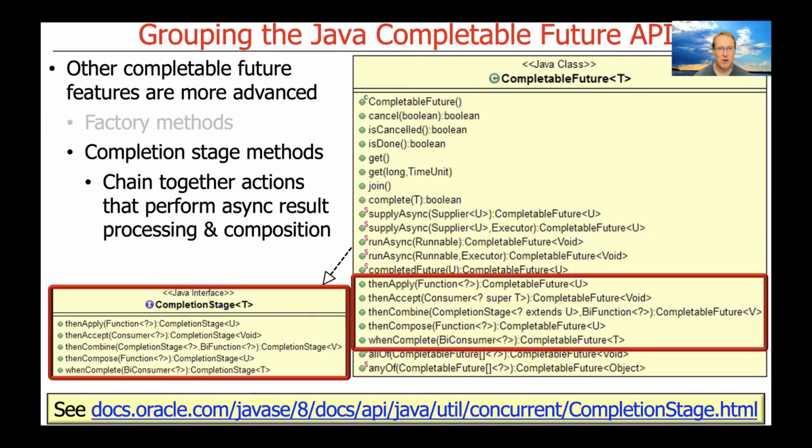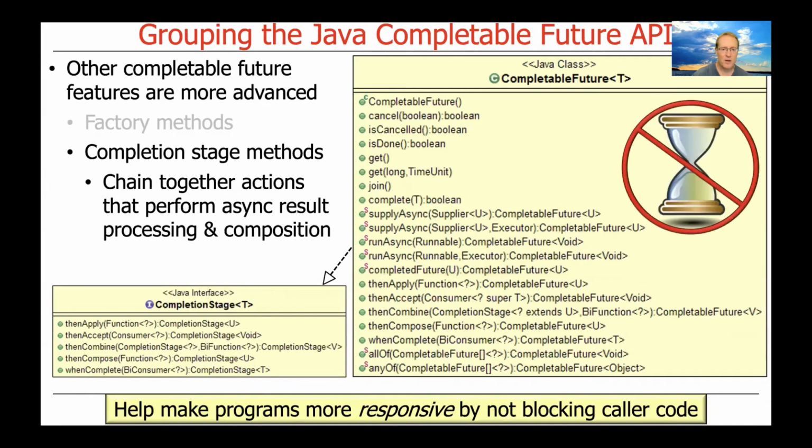So it should come as no surprise that the Completable Future class implements the completion stage interface just like it also implements the future interface. So a completable future is essentially a future plus completion stage methods. And we'll talk a lot more about those as well. The completion stage methods help to make programs more responsive by not blocking the caller code. And we'll see there's a whole bunch of different ways that that takes place with completion stage methods.